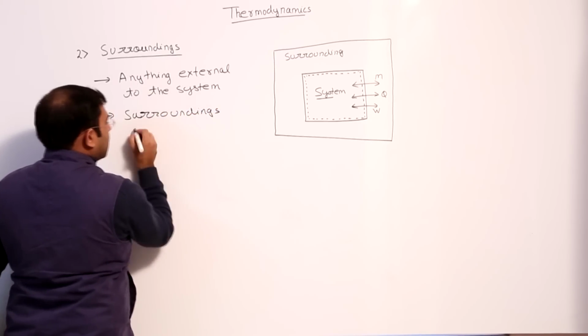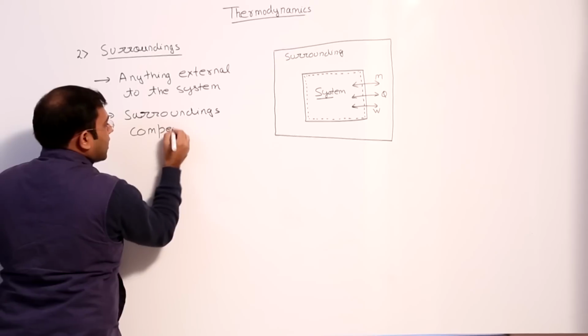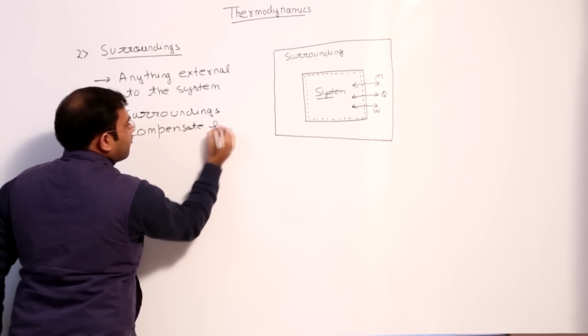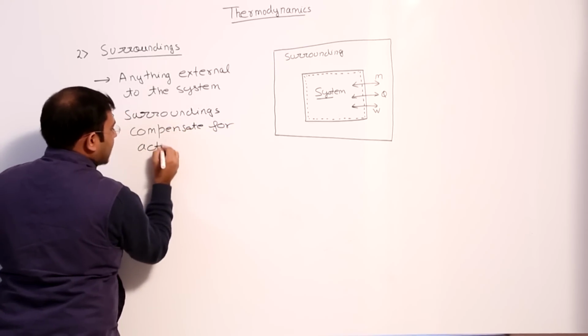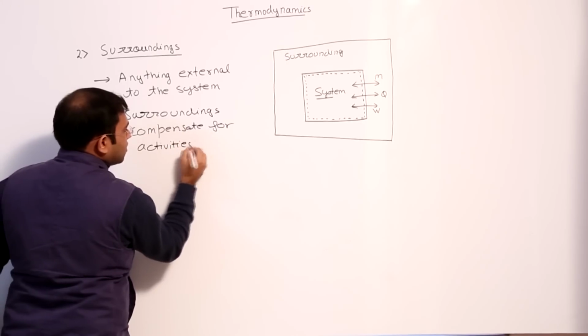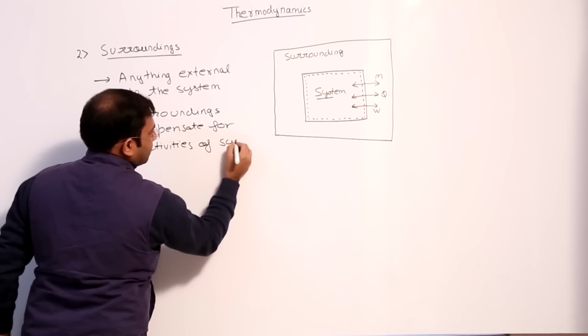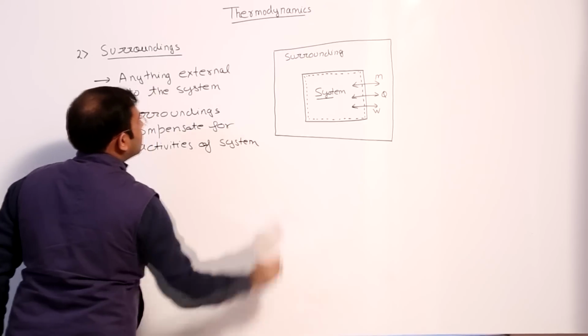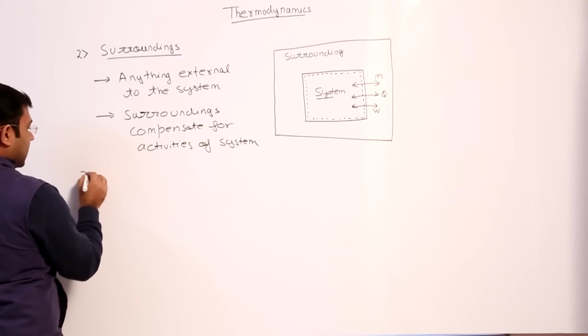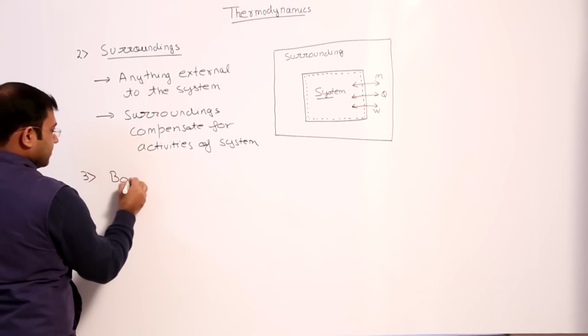So we can say that surroundings compensate for the activities of the system. Fine. This is surrounding.